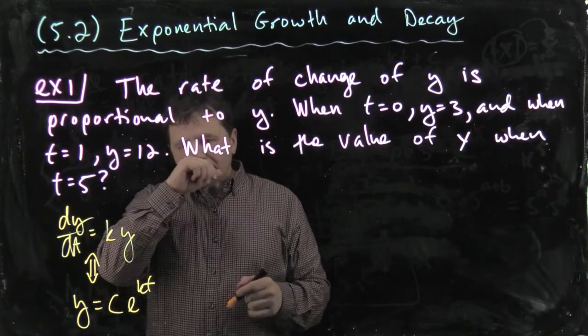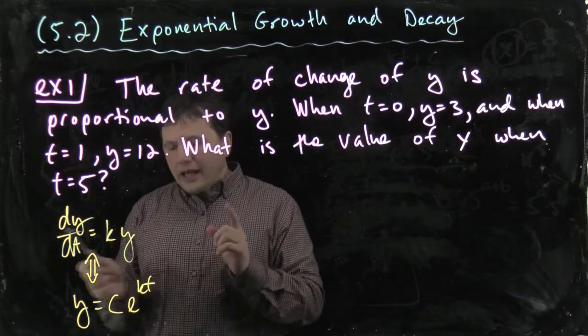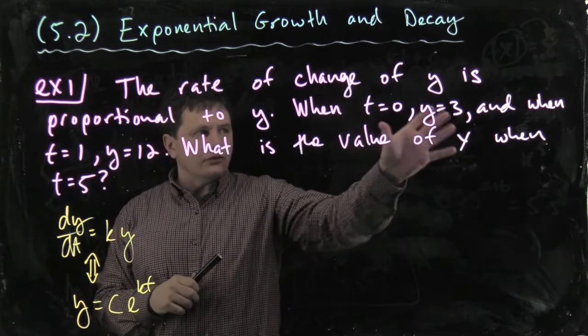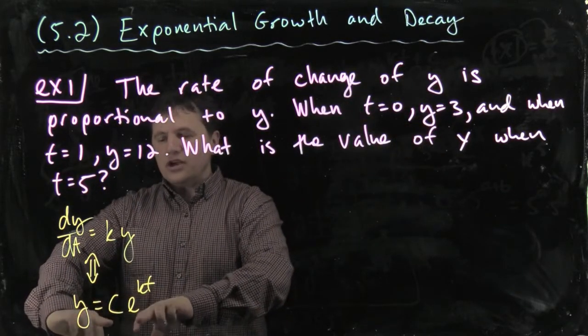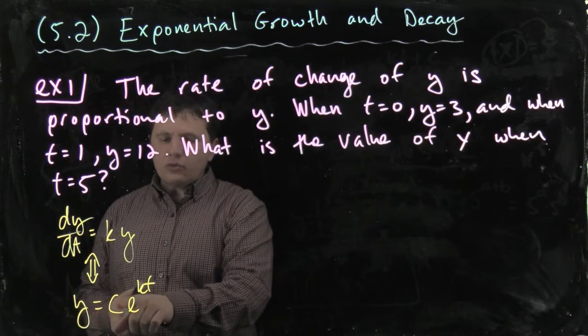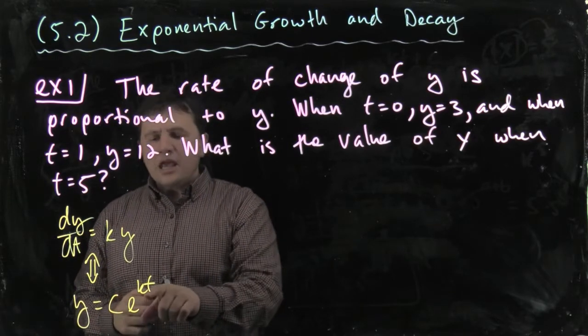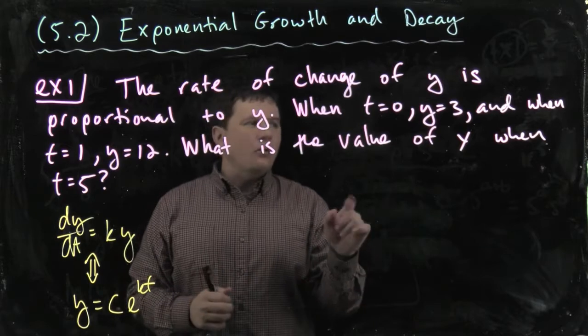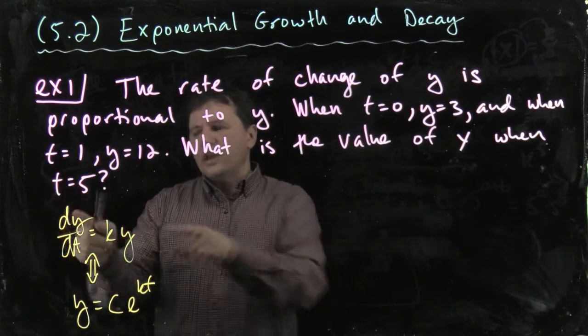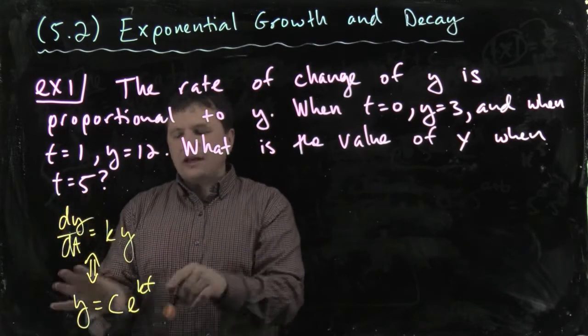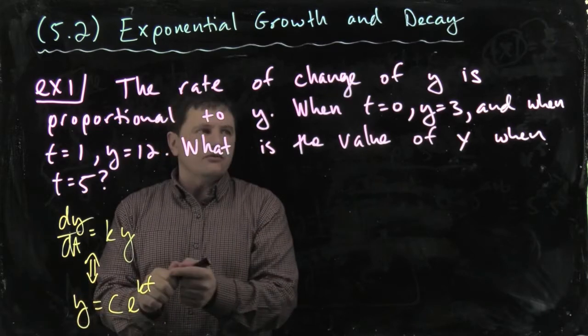One thing that I didn't talk about before is that we want to come up with an equation here. In other words, we're going to work on solving for C and solving for k, and that way we can find this at t equals 5. So the first thing we want to do is find this formula.